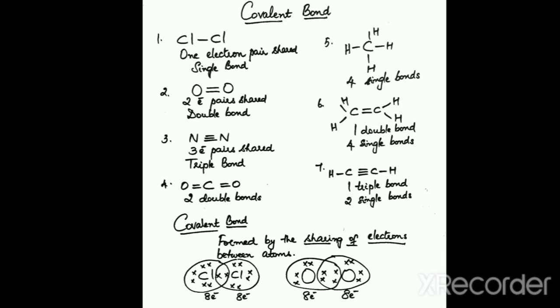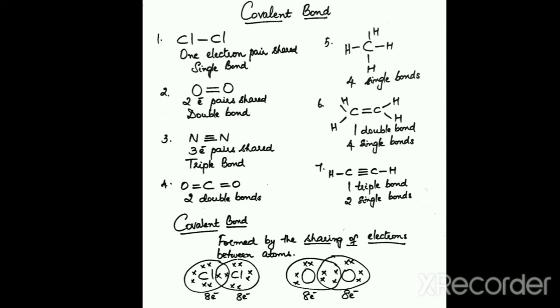Now, if we consider ethene, C2H4, 1 double bond is present and 4 single bonds are present. The double bond is present between the 2 carbon atoms and it is formed by the sharing of 4 electrons between the 2 carbon atoms. 2 pairs of electrons are shared between the 2 carbon atoms. And each carbon-hydrogen bond is formed by the sharing of a pair of electrons between carbon and hydrogen. So 4 such CH bonds are present in ethene.